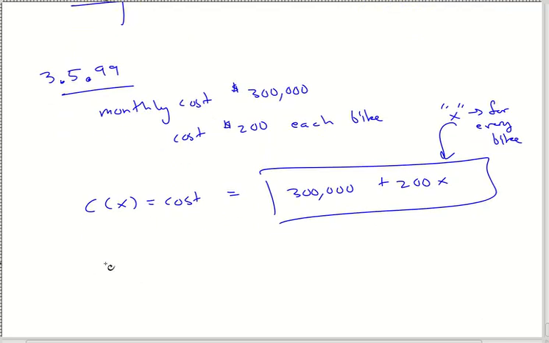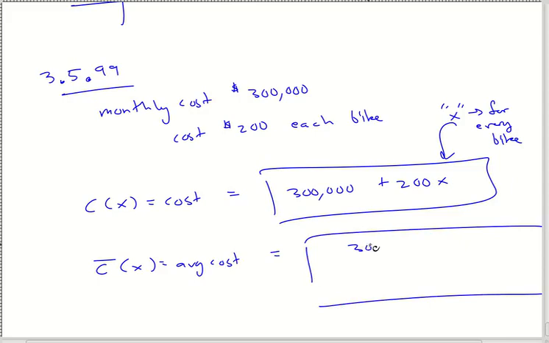Okay. And then they have this C bar of X, which they're saying is the average cost. And we need to find that. It's actually just as easy. I'm going to take what I had originally, and I'm going to divide it by X. Now think about this for a second. Let's say I have a bill of $1 million a month. I don't know, something huge. I've got to sell a lot of bikes to be able to make up that cost.